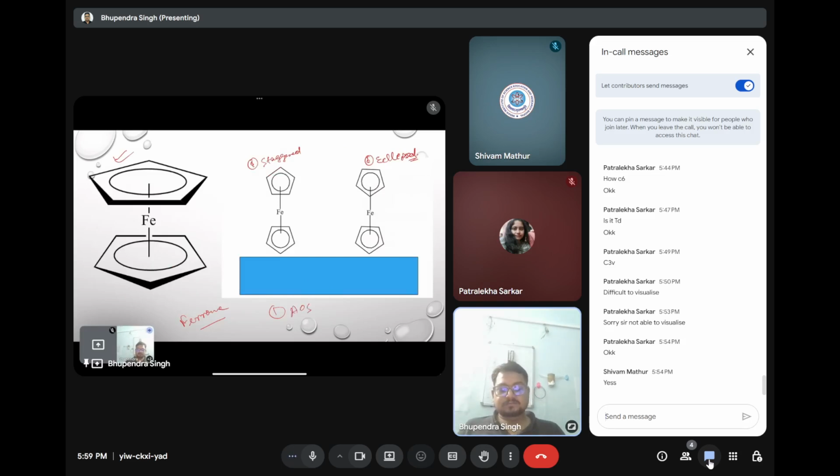AOS is present or not present. Then we will find POS. Then the third one is inversion center. Fourth one is improper axis of symmetry.